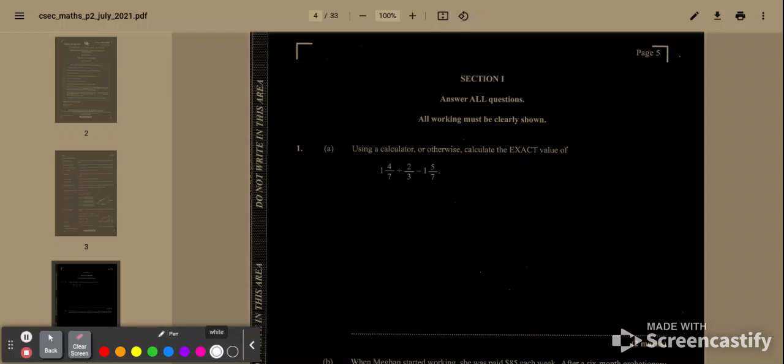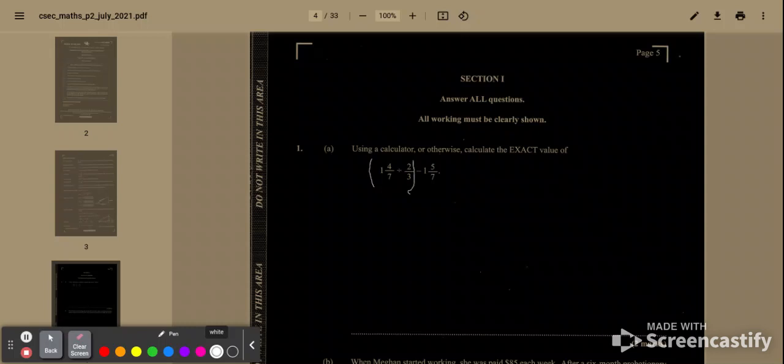Question 1 from July 2021. This question states: using a calculator or otherwise, calculate the exact value of 1 and 4 over 7 divided by 2/3 minus 1 and 5 over 7. From the order of operations, division comes first before subtraction.